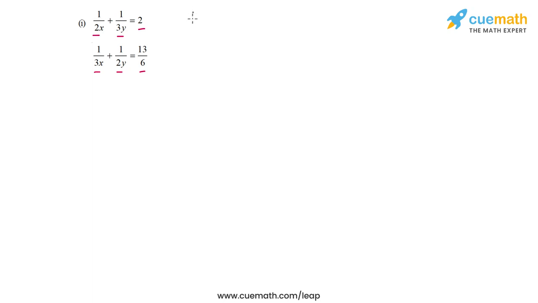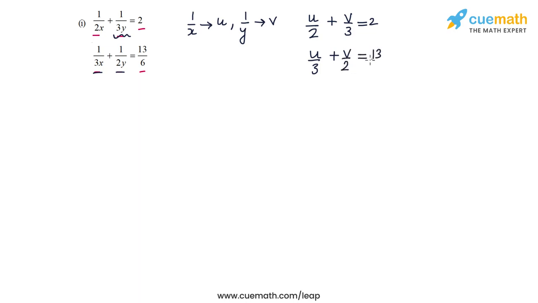But if we do the substitutions, 1 by x equal to u and 1 by y equal to v, then what happens is these equations change to, so 1 by 2x becomes u by 2, then 1 by 3y becomes v by 3, and this is equal to 2, and then the second equation becomes 1 by 3x or u by 3, and 1 by 2y or v by 2, and this is equal to 13 by 6.